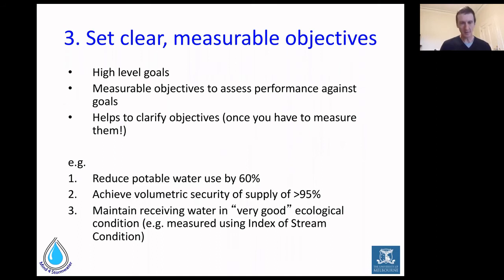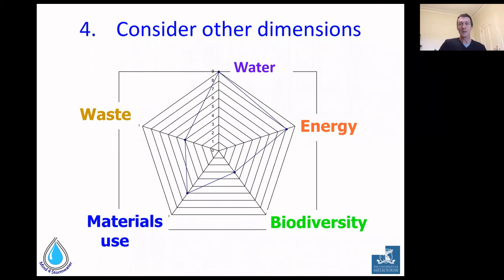Set clear, measurable objectives. So we've covered this. They should be measurable to allow us to measure performance. I can't stress it more strongly. Consider other dimensions. Again, this is part of that broader sustainability. There's no point, for example, in achieving a great water outcome that uses huge amounts of energy or produces huge amounts of waste material that can't be dealt with. So we need to think about that.